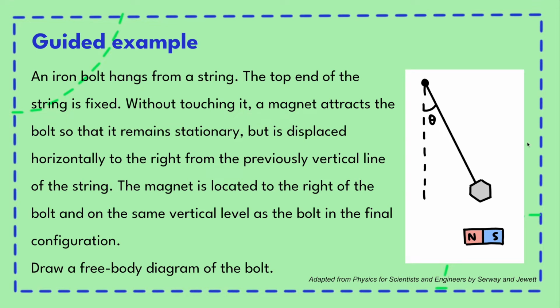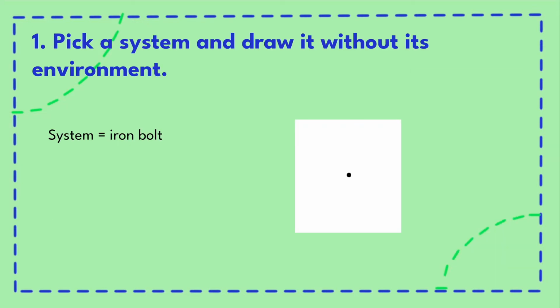First, here is the drawing of the situation explained here, and we at Study Buddy for STEM recommend that you make these little drawings once you read a problem, because it helps visualize what is going on and helps map out the forces acting on our system. First, let's do step 1. Step 1 is to pick a system and draw it without its environment. Our system here is an iron bolt, which we can represent with a dot or as a box.